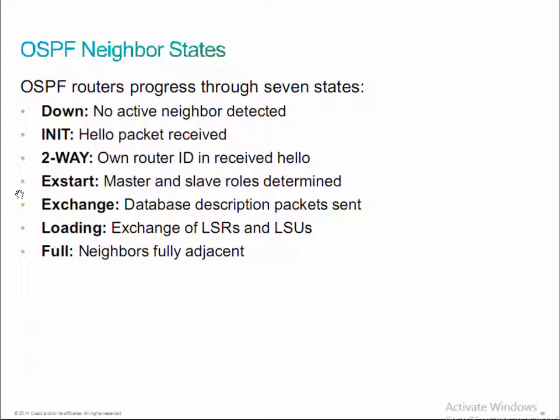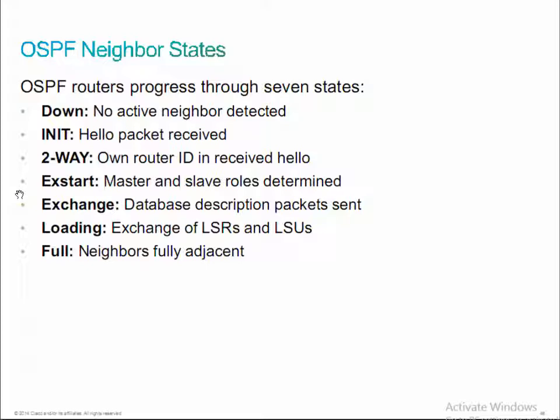So when both routers see each other in their neighbor list within the hello packet, that's when they go into the two-way state. They've identified each other as neighbors. We're not exchanging anything at this point. We just simply identified each other as neighbors. Then we move into the xstart state, unless we're both DR others. We stay in the two-way state.